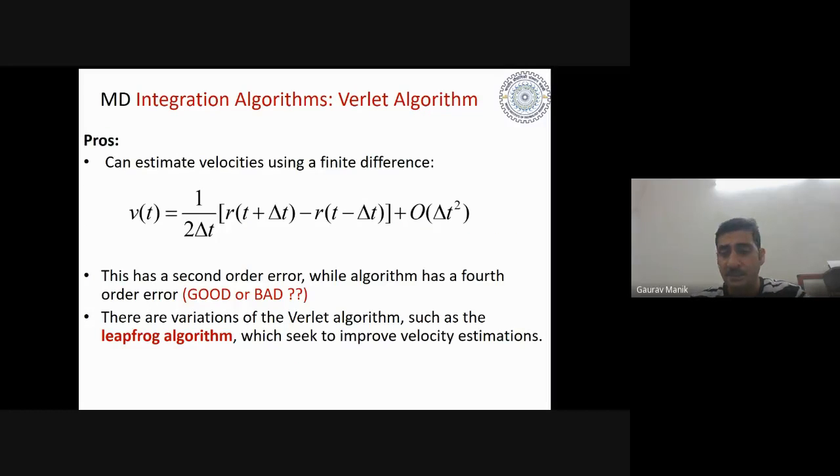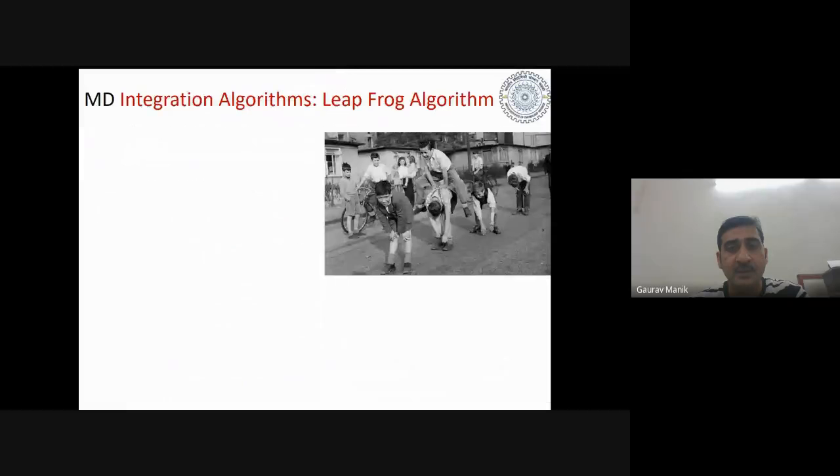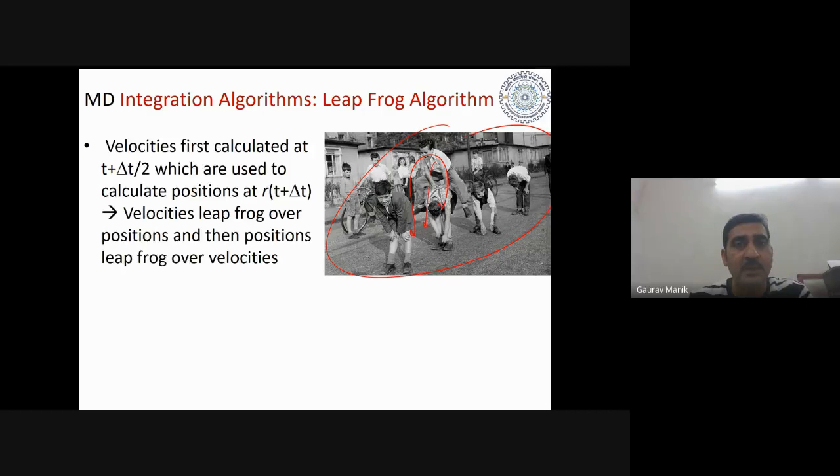Okay, so I will just quickly come to the concept of the leapfrog algorithm. Everyone must have played this in childhood, where this guy jumps on top of him, and then this guy jumps on top of him. So that's the concept of leapfrog. First you jump on top of me, then I'll jump on top of you. That's the concept of the leapfrog algorithm, which is an advanced level to the algorithm I've spoken of earlier.